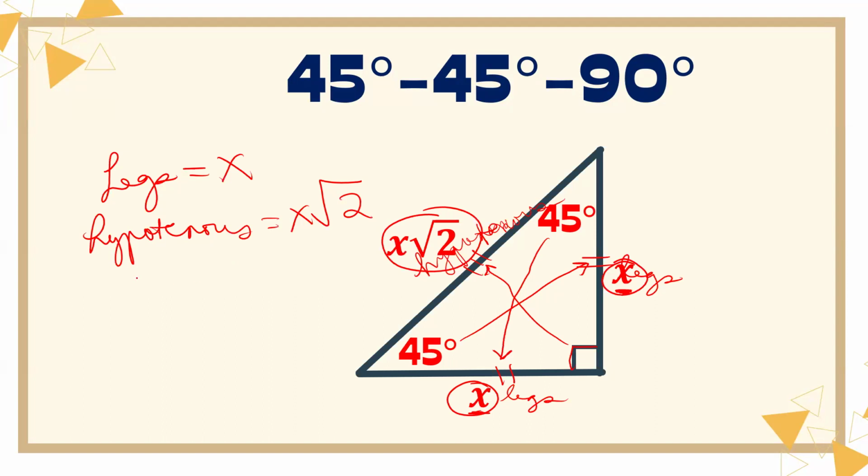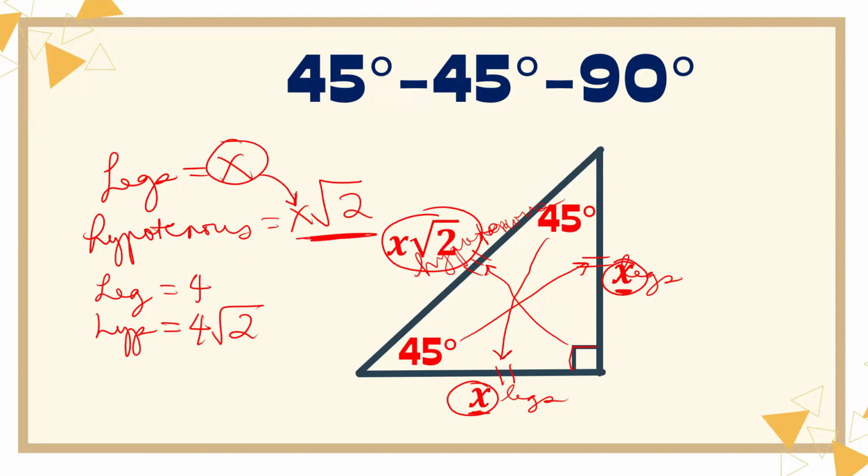So say for example, a leg has a length of 4, what would be the length of the hypotenuse? Very good. That would be 4 square root of 2. So we just substitute whatever the value of the leg to the x for us to know the value of the length of the hypotenuse. So that would be x square root of 2. So in the case of the example, if it's 4, the length of the hypotenuse is 4 square root of 2. Did you get that?